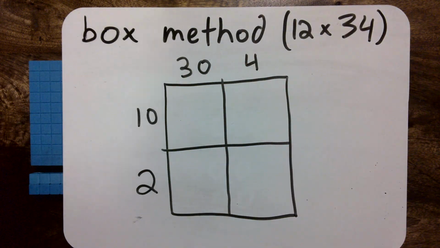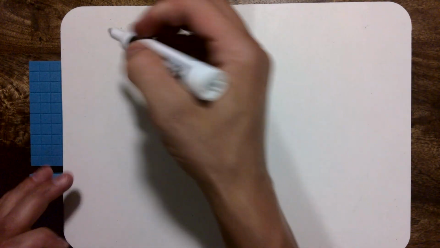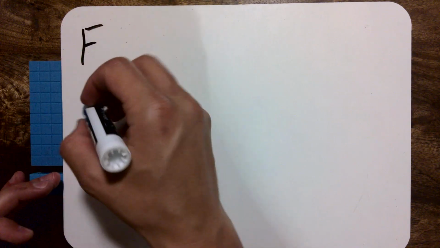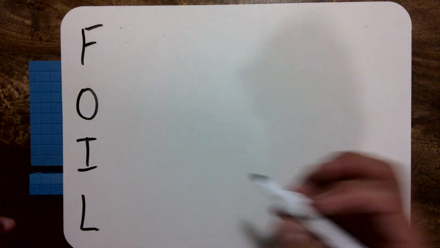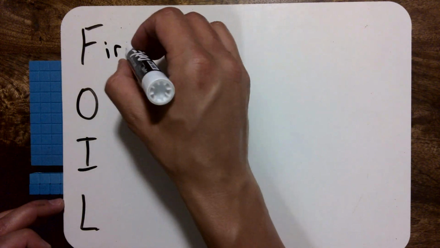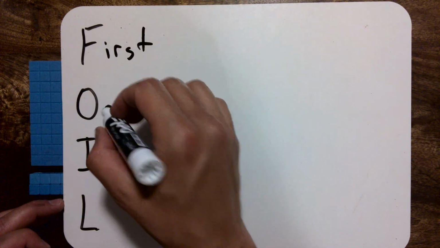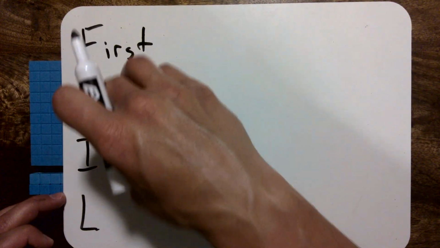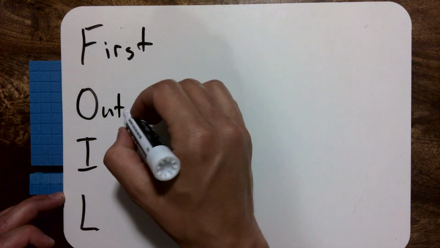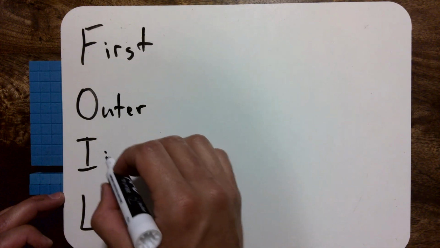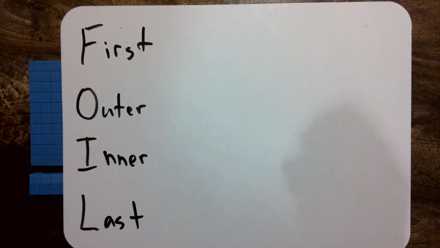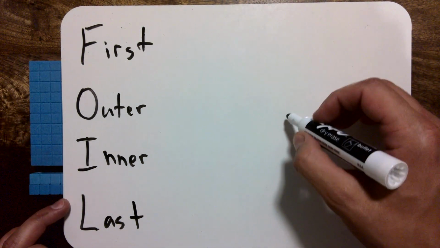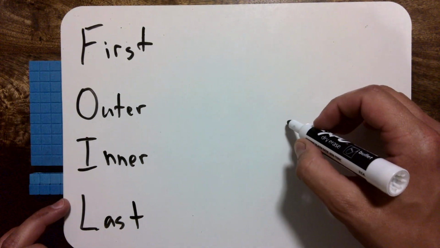This is a replacement for, when I say replacement, it does the exact same thing, but a different strategy for using that FOIL strategy, right? So FOIL stands for first, outer, inner, and then last.